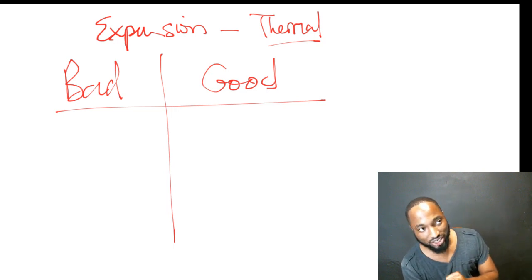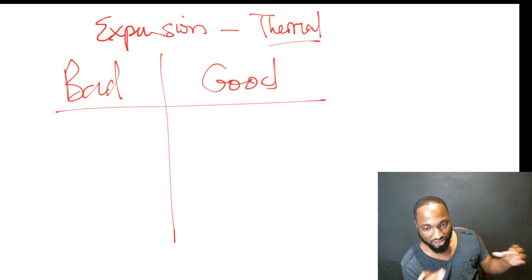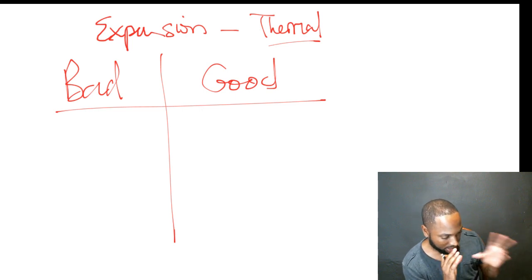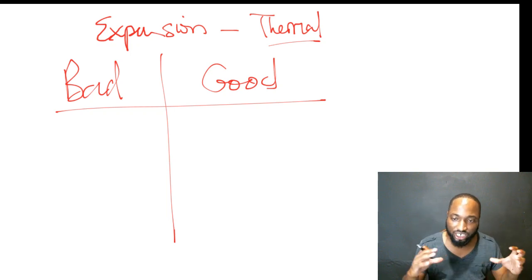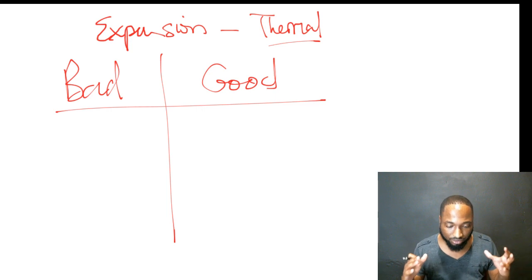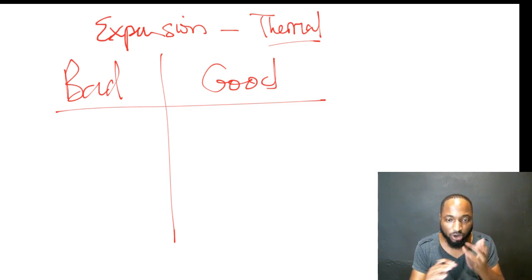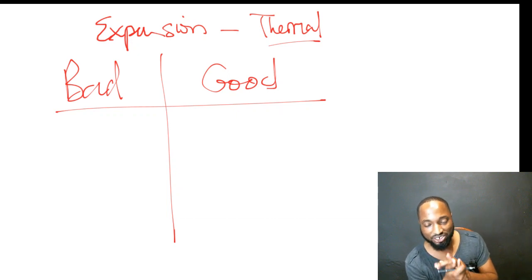Why does expansion occur? Well, as the heat increases in the object, the kinetic energy of the molecules increases, and that increases the space between the molecules. It increases the length of the intermolecular bonds. So it increases the space between the molecules, right? More kinetic energy increases the size of the object. So you talk about that, and then you need to know about the bad and the good.